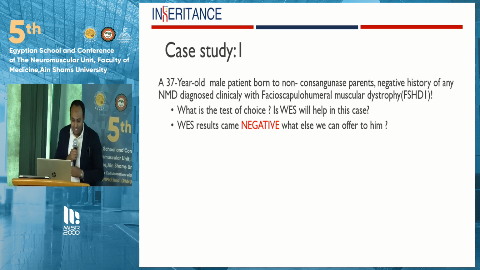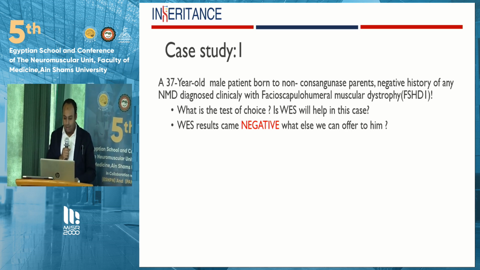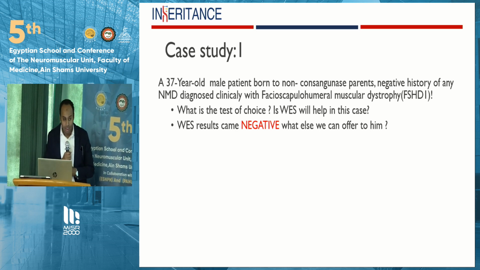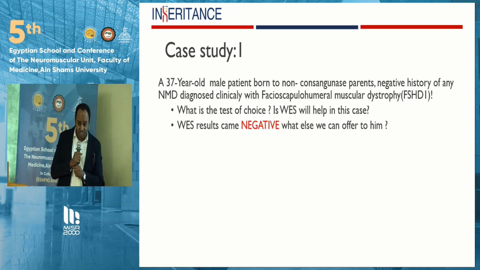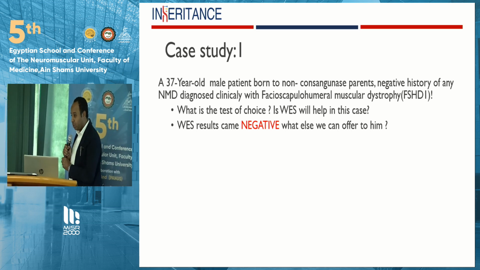So our first case is a 37-year-old male patient, negative consanguinity, negative family history, diagnosed with FSHD1, and unluckily his physician asked for a WES, and the WES came back negative. What do we have to do next?